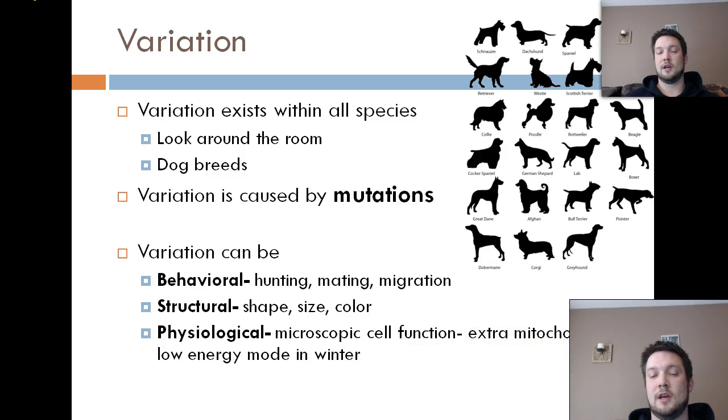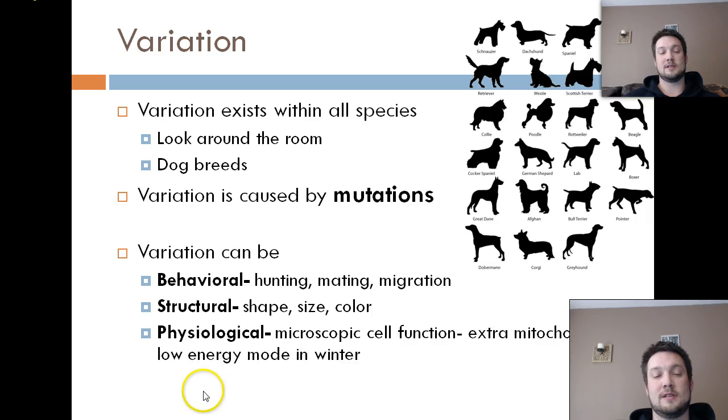But some examples of that are extra mitochondria. Some people can run and run and run and run and run, and never seem to get tired even if they haven't been training. That could be because their cells just have some extra mitochondria making ATP in there, and that is an example of a physiological difference. Okay.